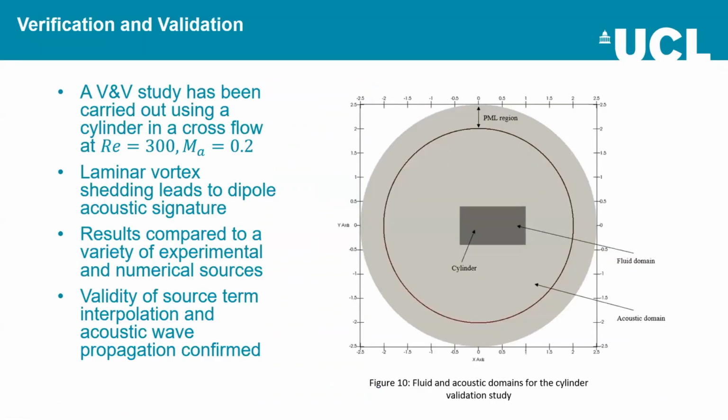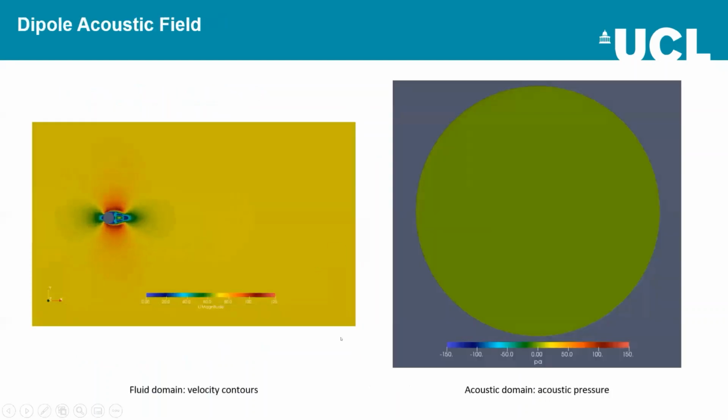So a brief verification study. Again, we're going to go back to our cylinder. So low Reynolds number, so we've got laminar vortex shedding. And we know what this should look like. We know it should produce this dipole acoustic signature where the frequency should match that of the vortex shedding. And we've got a video here of this working.